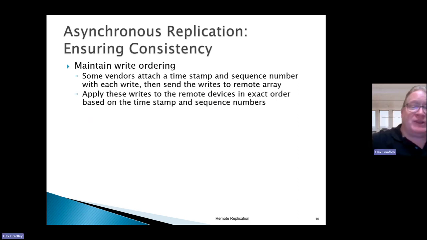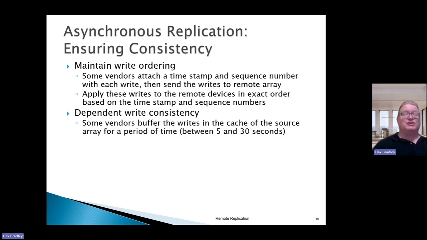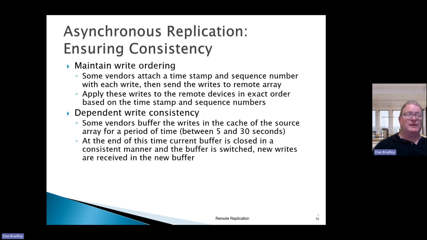It applies these writes to the remote devices in the exact order that they were sent based on the timestamp and sequence numbers. The dependent write consistency is ensured when some vendors buffer the writes in the cache memory of the source array for a period of time, usually between 5 and 30 seconds. And at the end of this time, the current buffer is closed in a consistent manner, and the buffer is switched with new writes that are received in the new buffer.